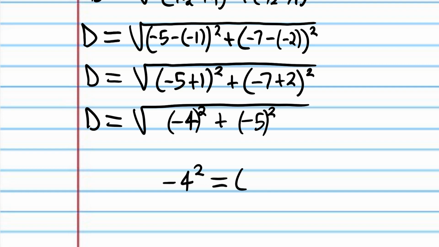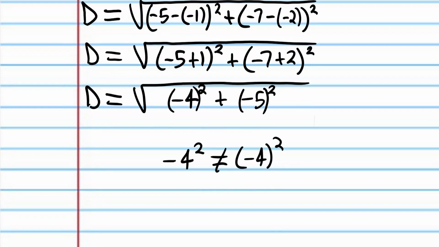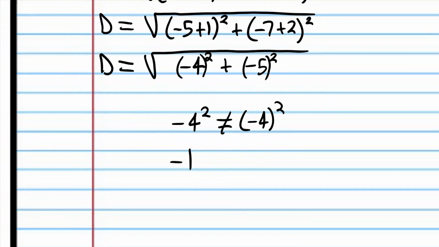Negative 4 squared without parentheses is not equal to negative 4 squared with parentheses. Why is that? Because this is negative 16 and this is positive 16. It means something completely different. So no, you cannot just make up your own language. This is not allowed here in this context.